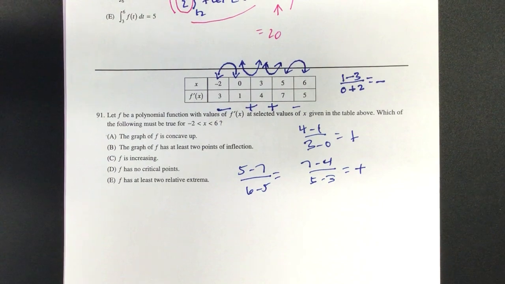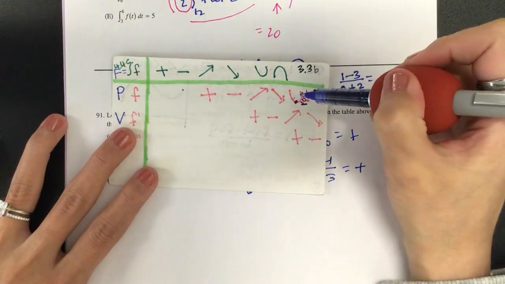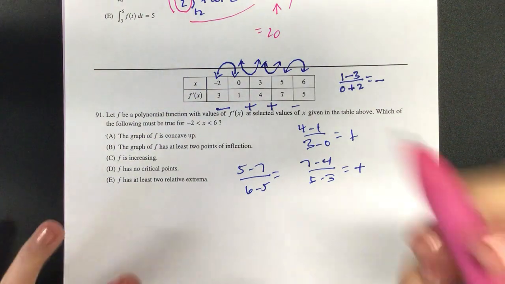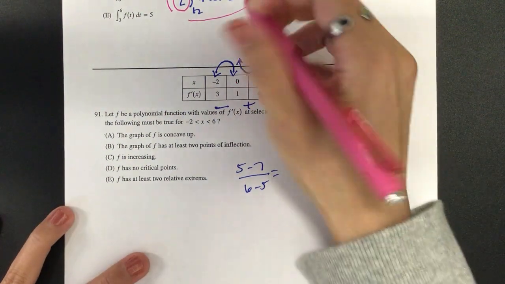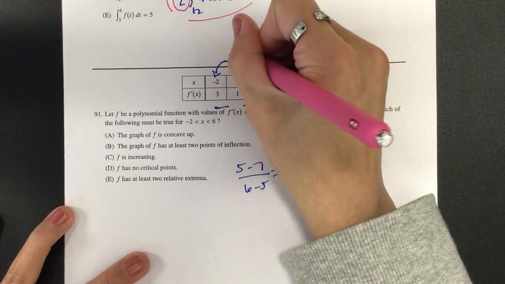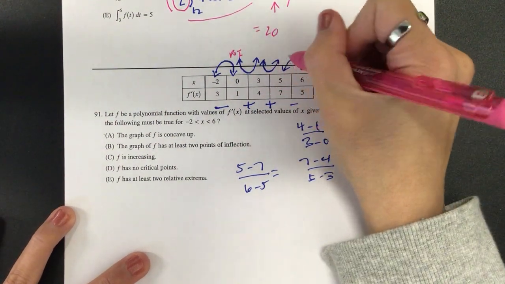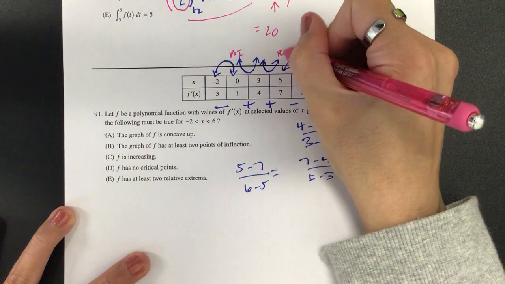Point of inflection, if you look at your flashcard number 5B, happens when we're changing concavity. So let's see where we are changing concavity. Down and up, that's POI right here, point of inflection. If it's up to up, am I changing concavity here? No. Nope. And then we have up to down, we have a point of inflection.